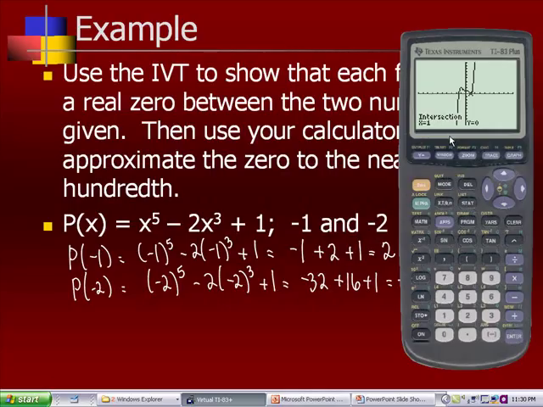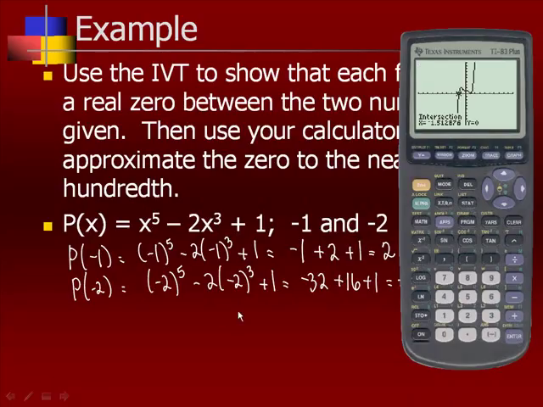And we get an intersection at the ordered pair 1. Well, that's this one. That's not the one between negative 1 and negative 2. Let's do it again. Second calculate, number 5, enter, enter. We're going to move our cursor over between negative 1 and negative 2. And we find our intersection, or our x-intercept, as negative 1.51.